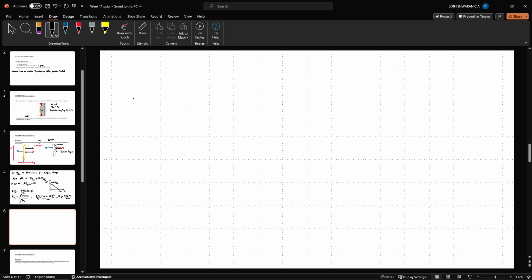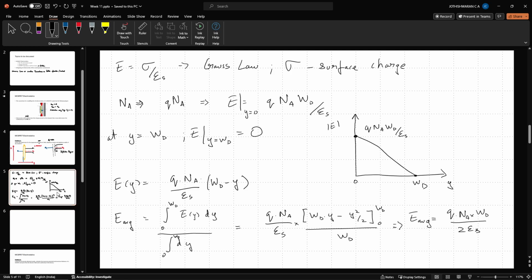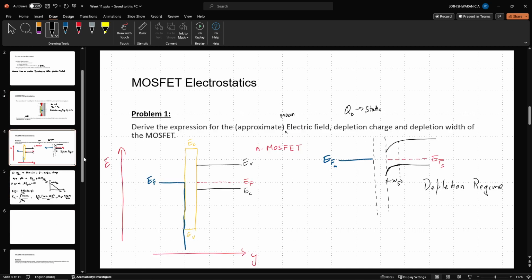Now we want to find the total charge that is present in this device. Before we estimate the charge, we shall get the depletion width. So we know this to be the case. We know that this is the electric field, and in addition to this, whatever Vg is applied over here. Let me use a different color now.